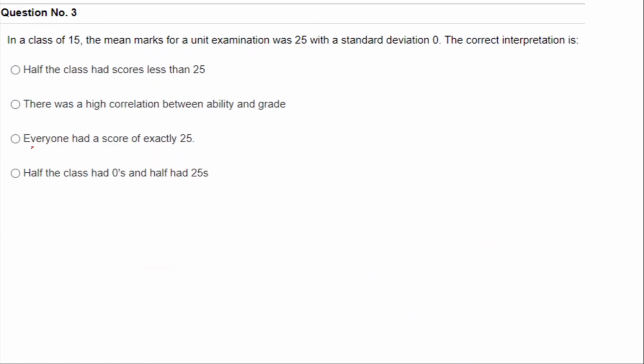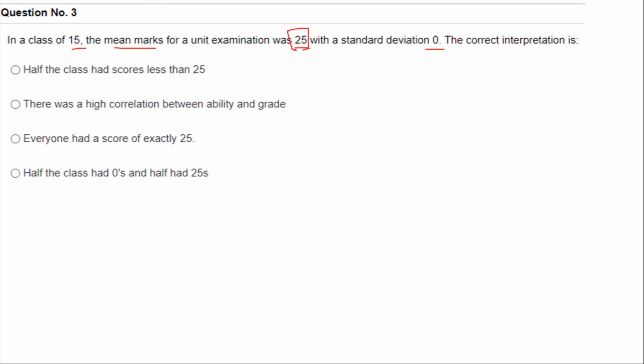Question number 3. In a class of 15, the mean marks of a unit examination was 25 with a standard deviation 0. The correct interpretation is half of the class had scores less than 25. There was a high correlation between ability and grade. Everyone had a score of exactly 25, or half the class had zeros and half had 25. First, let us understand what is mean. Mean means average, calculated by adding all the marks of the 15 students and dividing by 15 we will get the mean, and it was obtained to be 25.